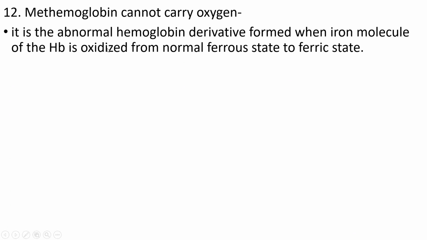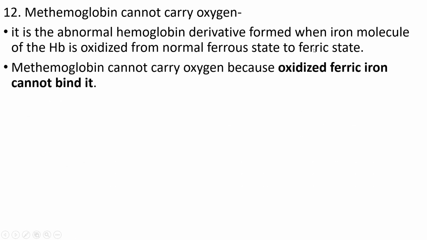It is an abnormal hemoglobin derivative where the iron content of the Hb is oxidized from the normal ferrous state to the ferric state. That means normally in hemoglobin, the iron is in the ferrous state, but in methemoglobin it is in the ferric state. So what happens? It cannot carry oxygen because the oxidized ferric iron cannot bind it. When the iron is in the ferric state, it cannot bind with oxygen because it is already in an oxidized form.